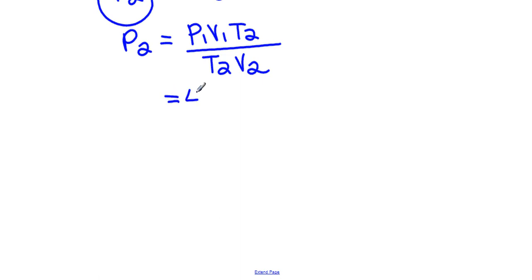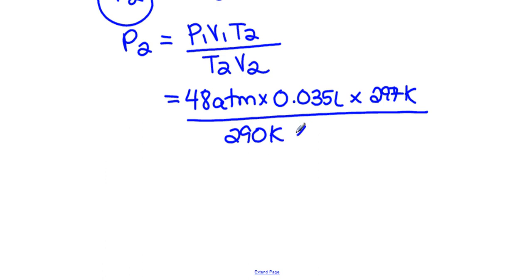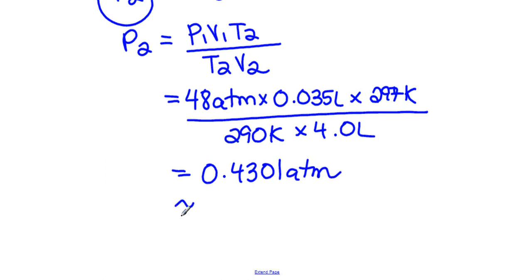So let's do that. 48 atmospheres times 0.035 liters times 297 Kelvin divided by 290 Kelvin and 4 liters. So when you plug that in your calculator, you should have gotten about 0.4301 atmospheres. And then, like always, don't forget your significant digits. This question needs 2. So your final answer should be 0.43 atmospheres.